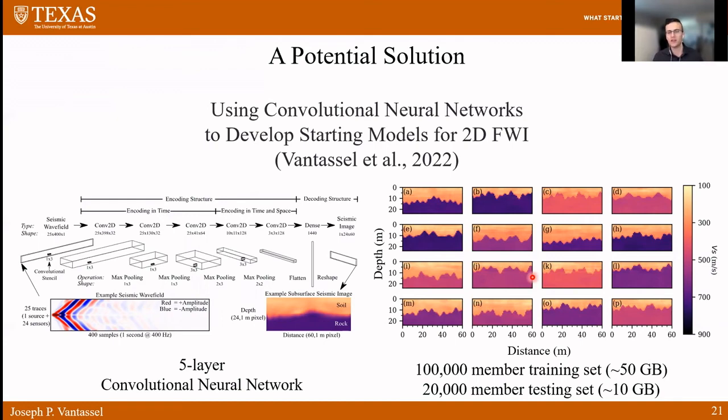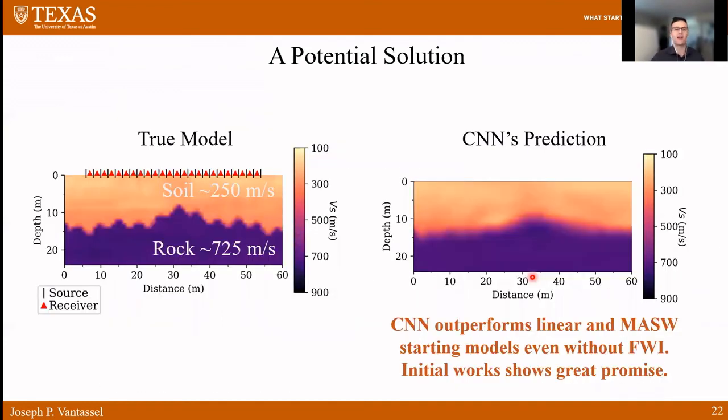And after we've done the training, this is what we end up finding. So if we take the true model's waveforms and give it to the convolutional neural network, this is the prediction it provides. So we're seeing the metrics we were interested in. We're seeing a sharp contrast between the soil and the rock. We're seeing the concave down shape, which we expect. We lose some of the fine scale details, but overall, we're getting a good approximation of the true model, and really a better approximation than we saw with either the linear or the MASW. And of course, more work needs to happen, but this initial work shows great promise.